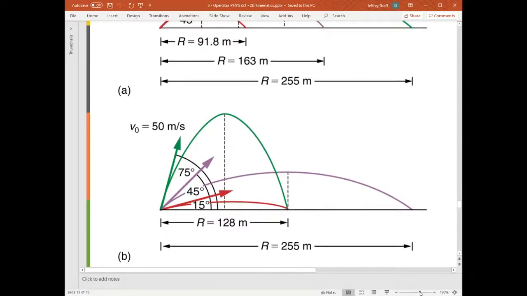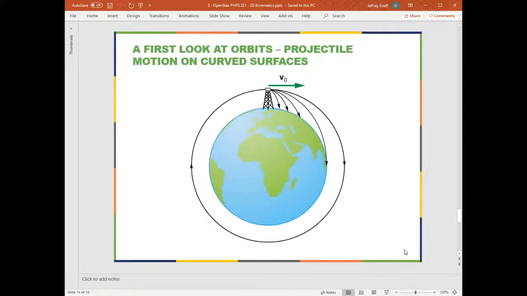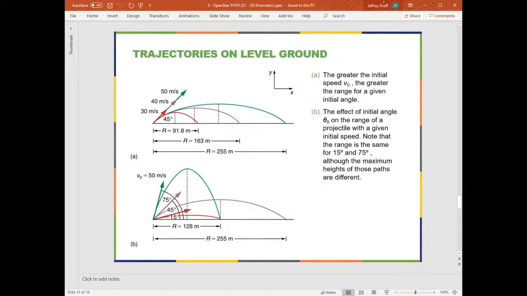I'm zooming out. So this shouldn't be surprising to you based on your experience in the real world, but the distance a projectile travels is a function of its trajectory, and its trajectory is a function of the angle of launch and the initial velocity of launch. Okay, we're getting ahead of ourselves. Okay, so let's do a problem.